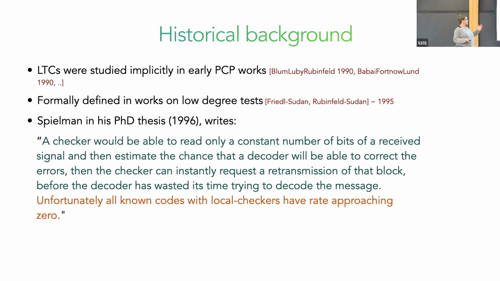And then he adds, unfortunately, all known codes with local checkers have rate approaching 0, and in coding theory, this is considered not feasible to implement. So it would be nice to have something with constant rate.